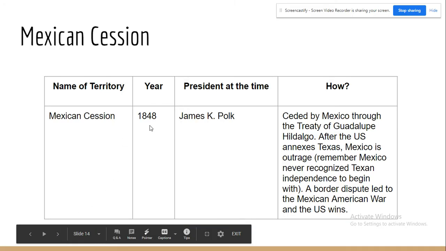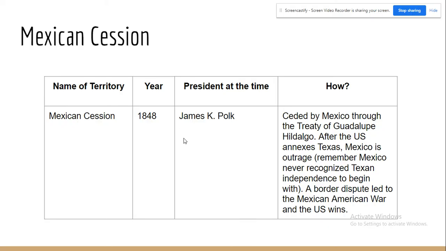Now, the Mexican Cession was acquired by the United States in 1848, again, under the presidency of James K. Polk. And this area was ceded or given to us by Mexico through the Treaty of Guadalupe Hidalgo. Now, this treaty comes after a war. After the United States annexes Texas, Mexico is outraged. Okay. Remember, Mexico never actually recognized Texan independence. They still felt like Texas was a part of Mexico, even though Texas was its own country for 9 years.